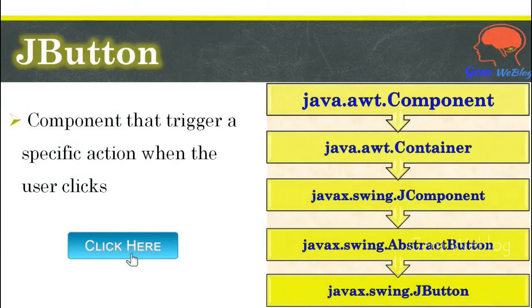First, what is meant by JButton? It is a component that triggers a specific action whenever it is clicked by the user. So, it is the common button which is used frequently in all applications.